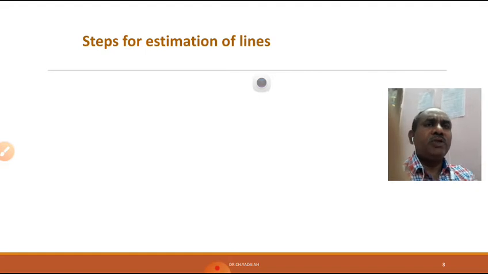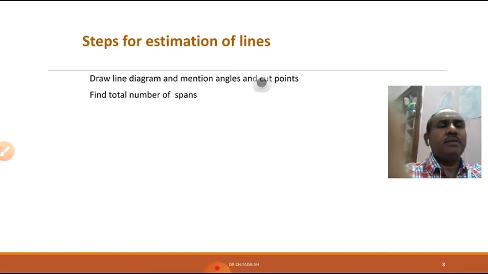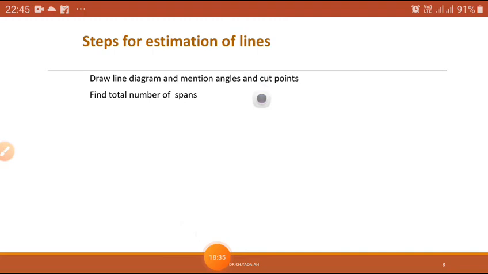Next, steps for estimation of lines. Now what is the estimation we are going to do here? The steps involved: First one is draw the line diagram and mention the angles and cut points. After drawing the line, you may get some idea where we are going to place the cut point, where is the angle, which is the end pole, which is the starting pole. So you may get some idea by drawing a single line diagram of the given layout.